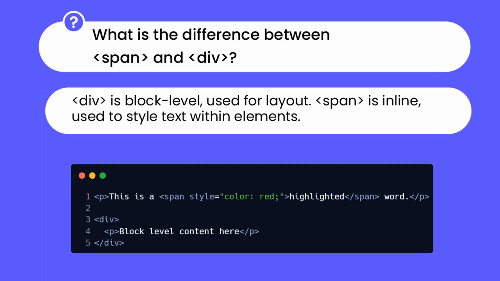What is the difference between span and div tag? Div and span are both used as containers in HTML, but they serve different purposes. Div is a block level element which takes up the full width of the page and starts on a new line, perfect for grouping larger sections of content. Span on the other hand is an inline element, meaning it stays within the flow of text and doesn't break into a new line. Usually we use span to style small pieces of text inside a paragraph.